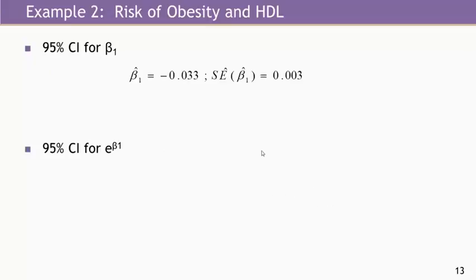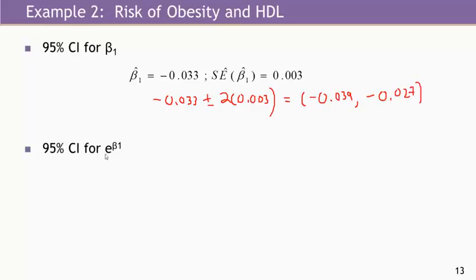So if we did that, we take our estimate negative 0.033, add and subtract two estimated standard errors of 0.003, and if you do this out, we get an interval of negative 0.039 to negative 0.027. Now we can parlay this into an estimate for the odds ratio confidence interval.